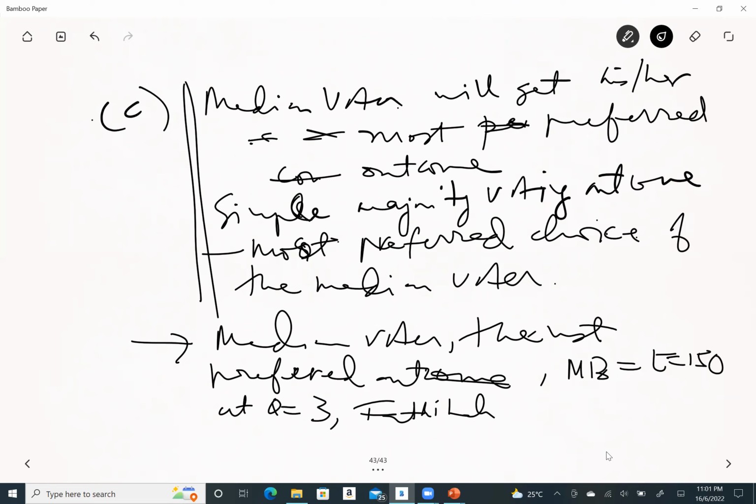Now for part D, what is the difference between political equilibrium and Lindahl equilibrium? I need only one difference. What is the difference? In one, the equilibrium output is determined by the total marginal benefit, market demand equal to the marginal cost. What about the political equilibrium? It is a collective choice. You pay tax and you decide by voting. So that is the difference.